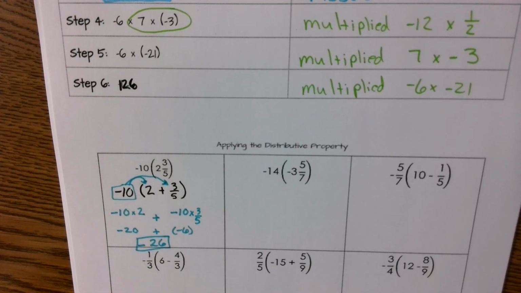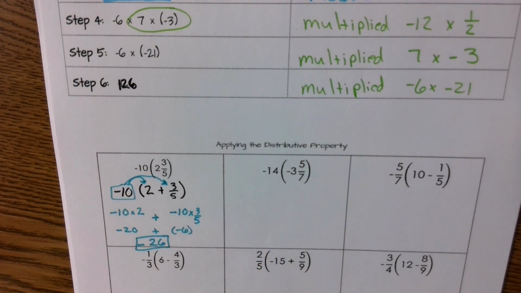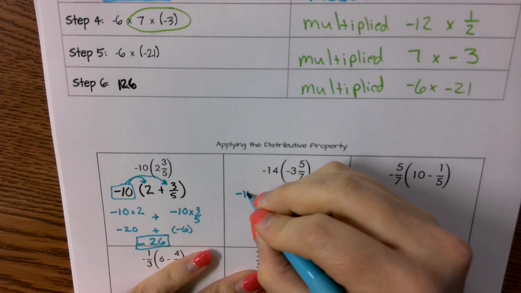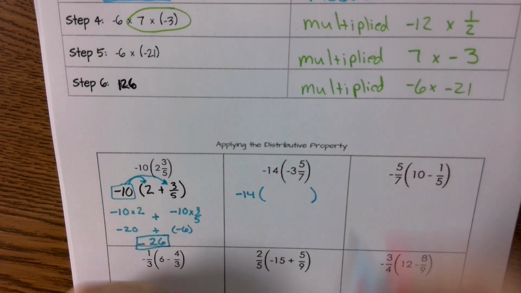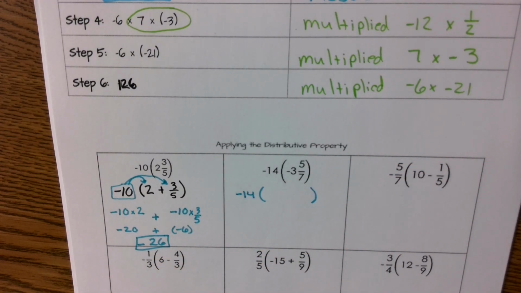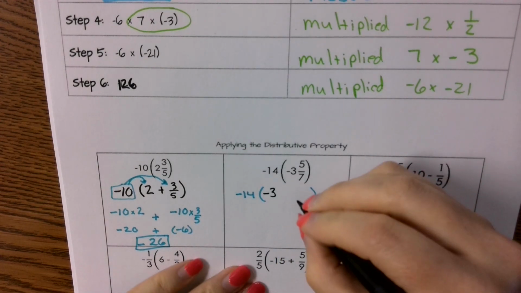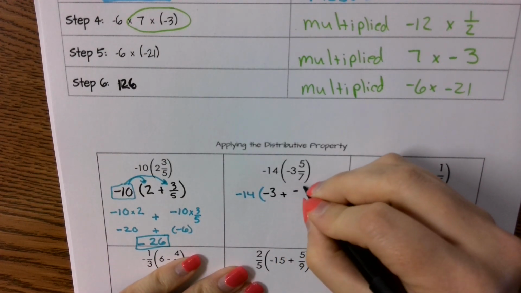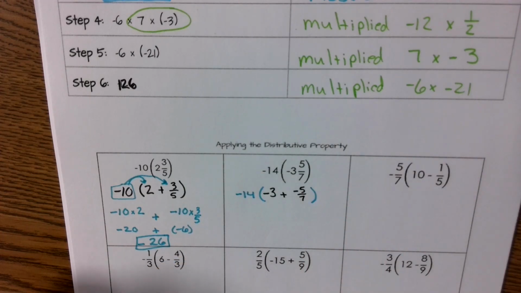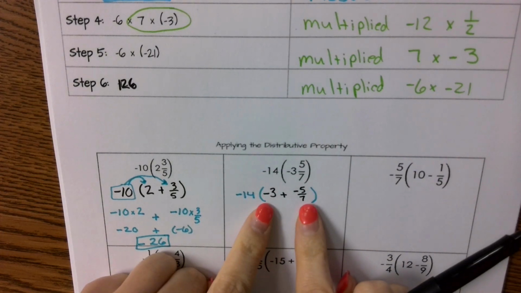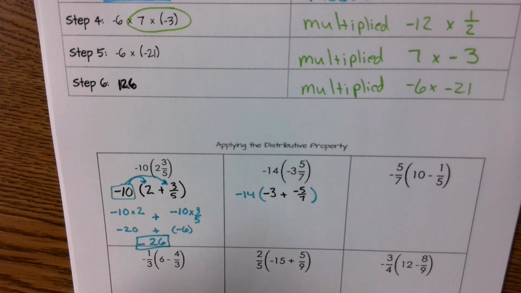Let me go ahead and break this one apart for you. So we have the negative 14 that's going to go on the outside. Inside, we're going to pull apart the mixed number. So that's going to give us a negative 3 plus a negative 5/7. Okay, remember since the mixed number was negative, both the whole number and the fraction, when you pull them apart, are going to be negative.